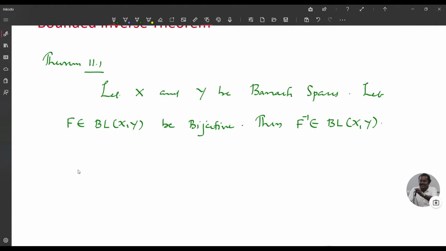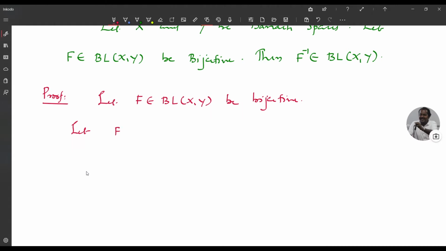Now we write the proof. First we prove that f inverse is linear. Proof: let f belong to BL(X, Y) be bijective. Let f inverse from Y to X be defined by f inverse of f of x equal to x for all x in X.